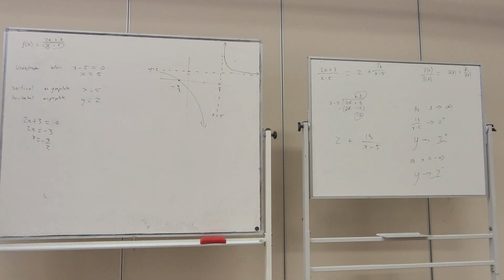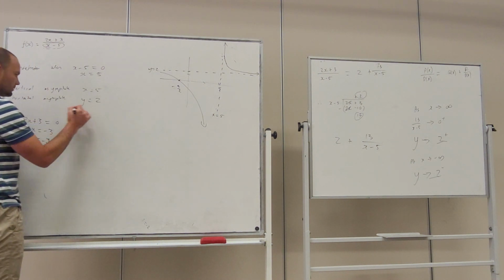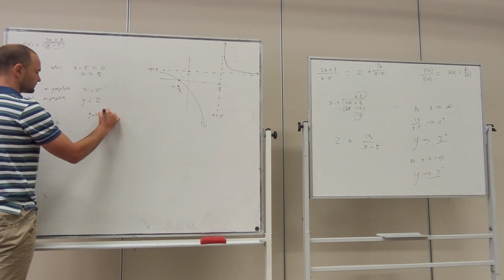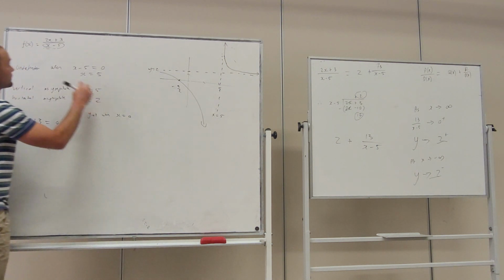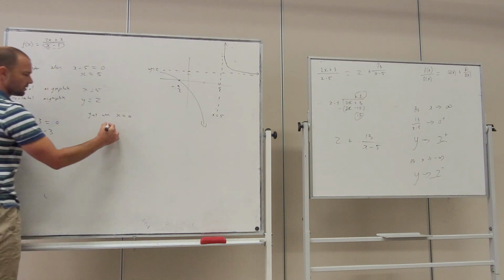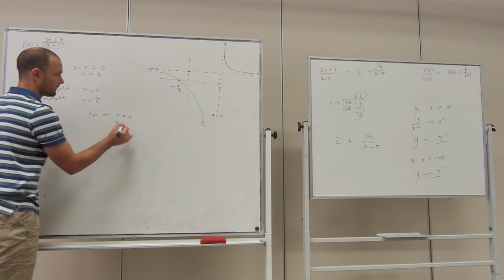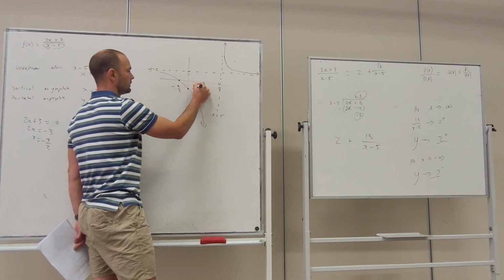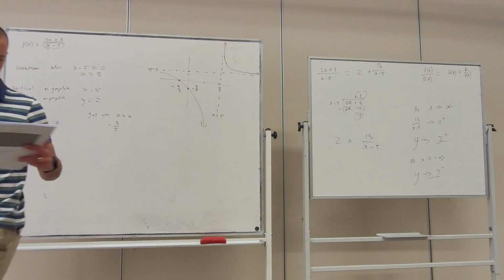And remember when it says axis, that would mean both x and y intercepts. So the y-intercept occurs when x is 0. So I put x is 0 into this equation, I'll have minus 3 on 5. And then graph the function.